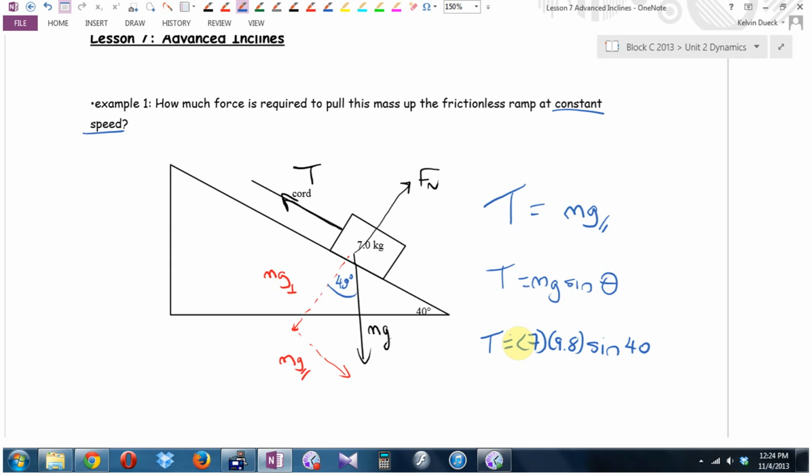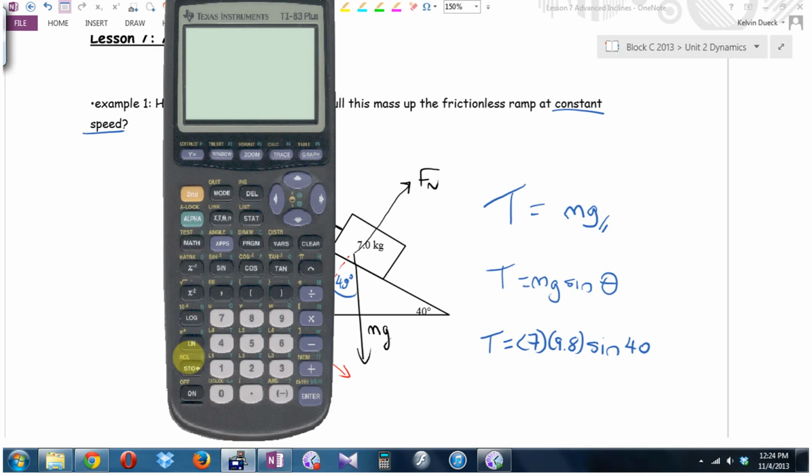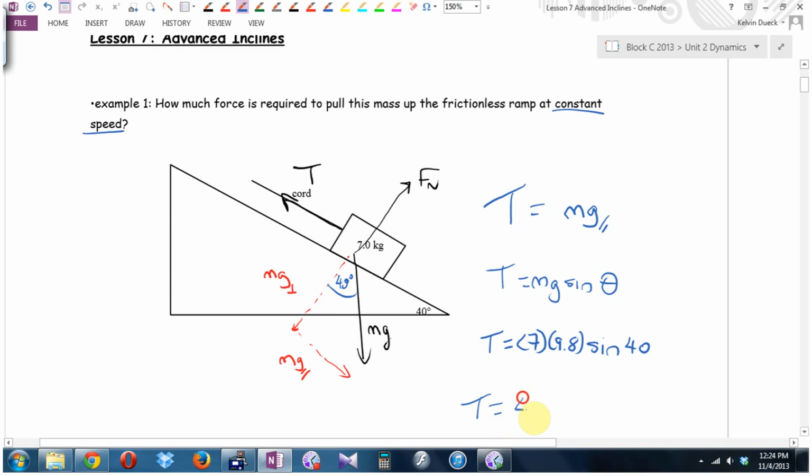You know what? Okay. It's going to be 7 times 9.8 times sine 40. Do you get 44.1? Anybody else? Yep. Tension equals 44.1 newtons.